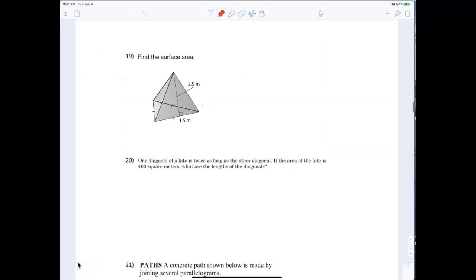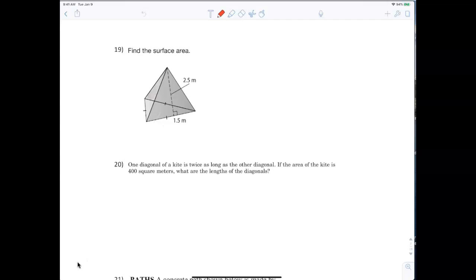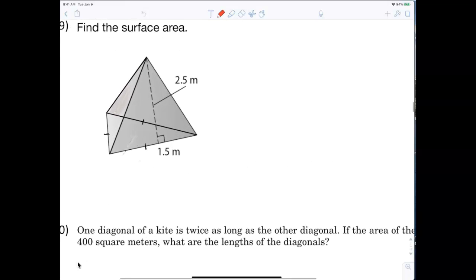Number 19. All right, here we go. Find the surface area here. Again, we want to try to leave it in simplified radical form. So surface area here is equal to area of the base plus 1/2 perimeter times the slant height. Very good. So I need help with the area of the base.